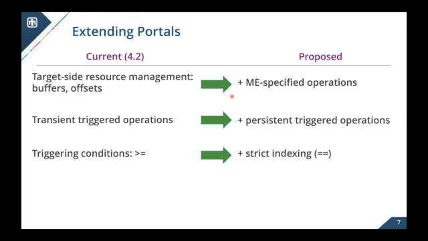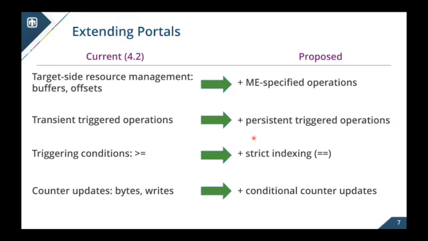And then the third proposed extension to the current portals concerns the triggering conditions, right? I just mentioned that the current condition is that an operation is triggered when the counter is greater than or equal to a threshold. This is pretty coarse-grained control of what operations get triggered. So we propose an option or a mode that allows for strict indexing, which requires the counter to equal the threshold. And that just gives you more fine-grained control over the triggered operations.